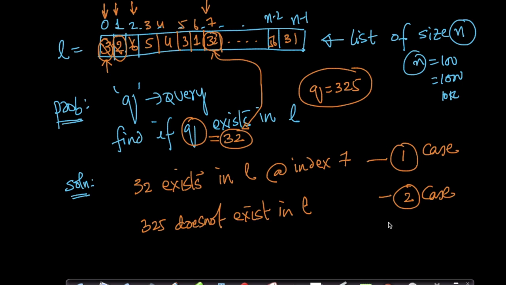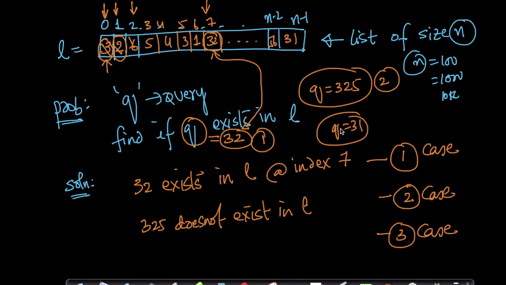Now, similarly, let's take the third case. Let's assume, so this is case 1, this is case 2. Let's assume the third case is q equals 31. In that case, you'll go through each of these elements, and at the last element, you'll say, yes, 31 is present. 31 exists in L at index n minus 1, right?